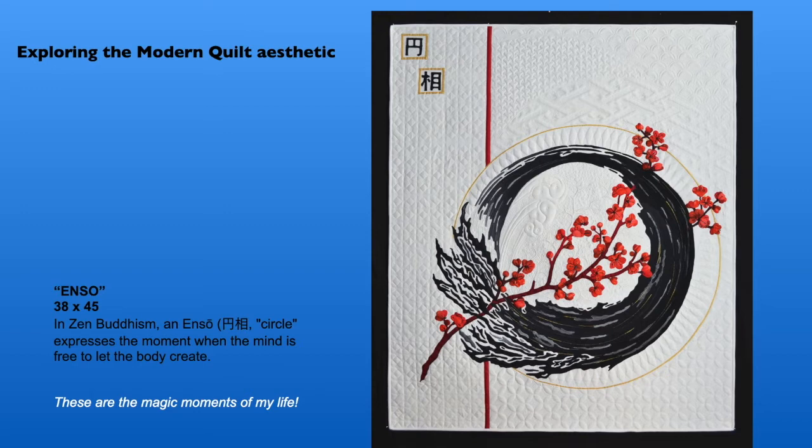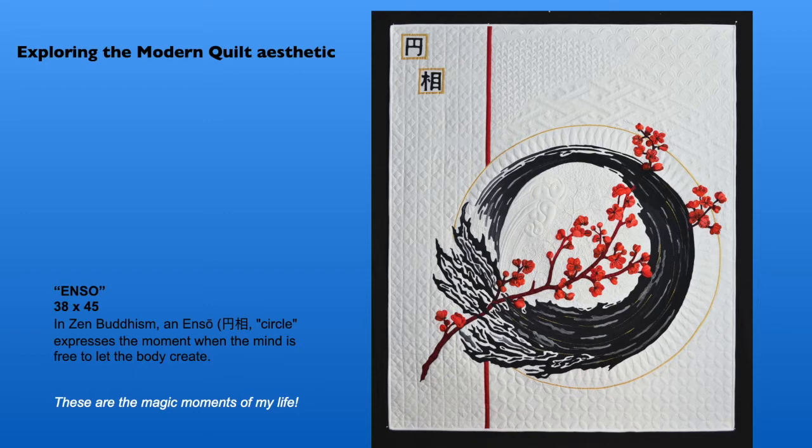So this is my first attempt at a modern quilt design, and my husband has a black belt in Aikido and Taekwondo, and one year he came home with a Christmas card that had this big circular Enzo shape in the center. And I read about the card on the back, that Enzo shape, and what it expresses is the moment when your mind is free to just let that body create.